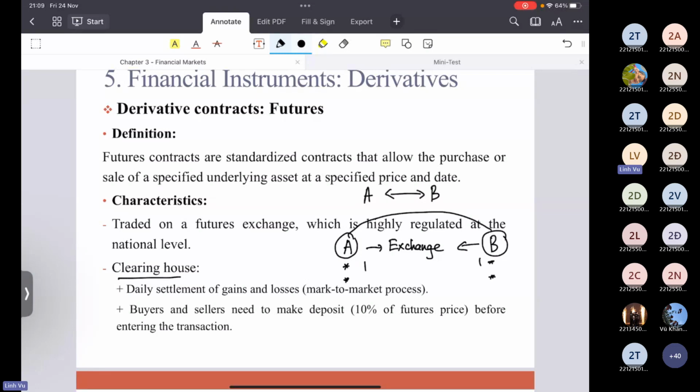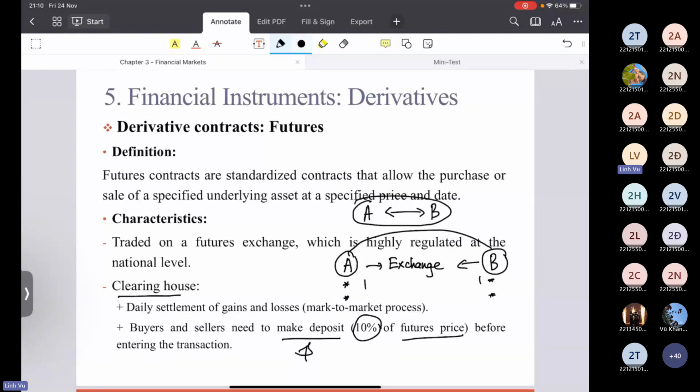Okay? And in order for the parties to make a transaction of a futures contract, they have to make some deposit, normally 10% of the future price, before entering the transaction. So this is the requirement of the futures exchange. And why do we need this requirement? If you look at the forward contract, this is a transaction between the two parties, and they transact directly with each other. But because the transaction happens in the future, there are also cases where one party, for example party B, will not execute the transaction as promised.